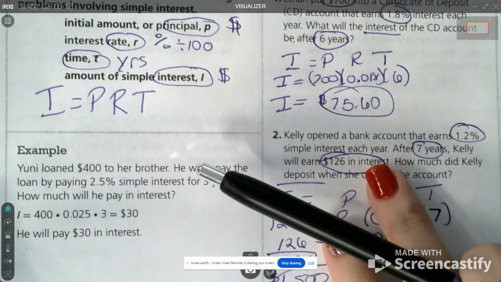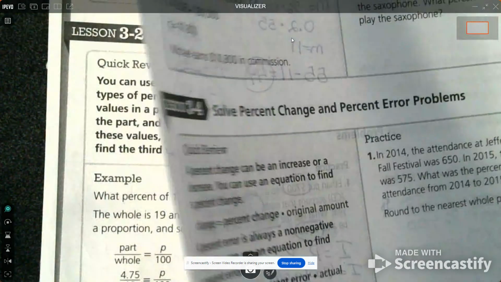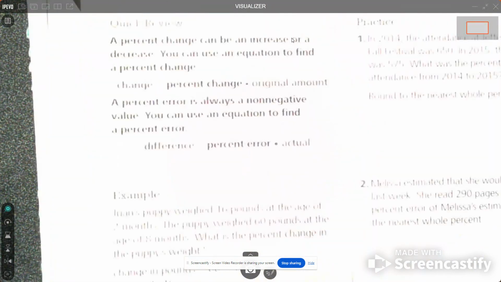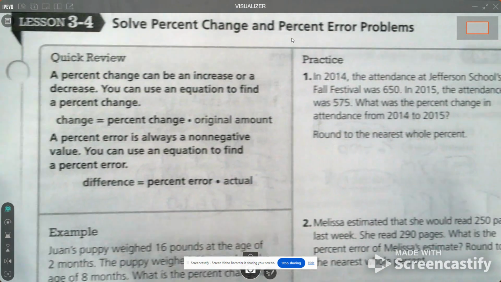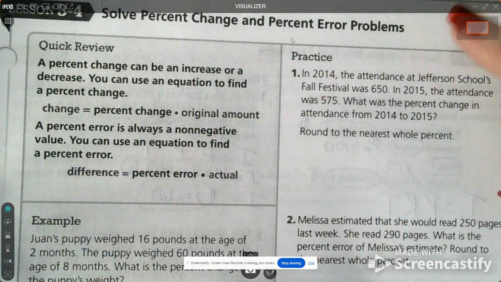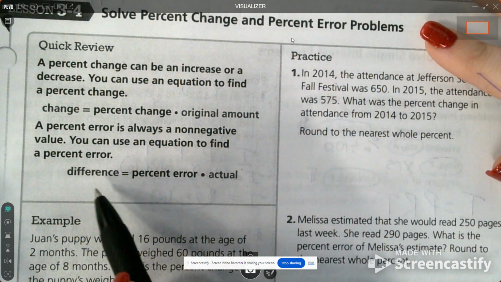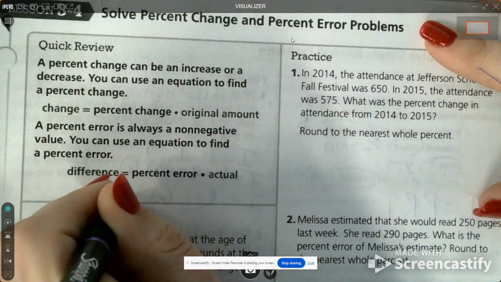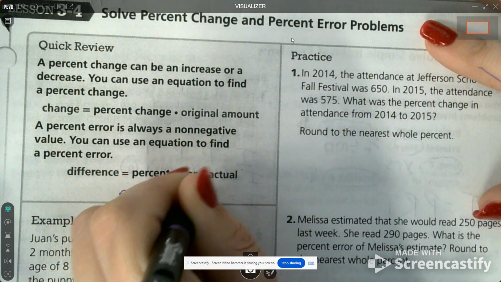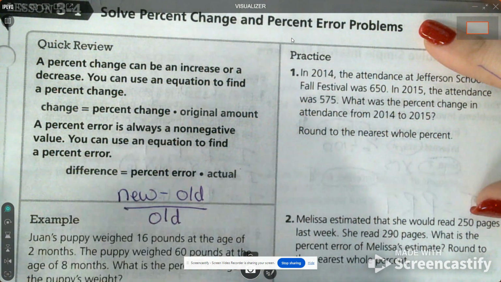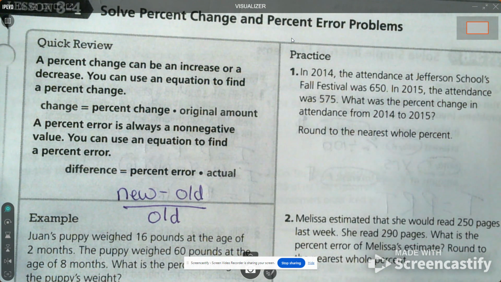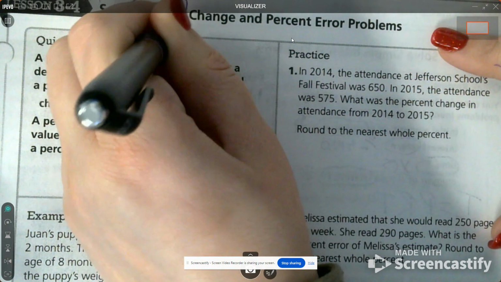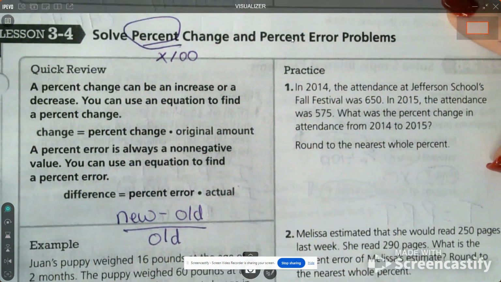Okay. So go on backwards to percent change and percent error. So 3-4 on the previous page. We did this one. We started with this equation, the difference equals the percent times the actual, but we learned pretty quick that all you have to do is subtract the two numbers and then you divide by the original number. And that gives you your answer. But remember, with percent, you have to multiply by 100 to get your final answer.